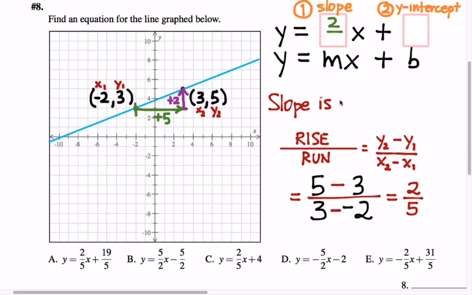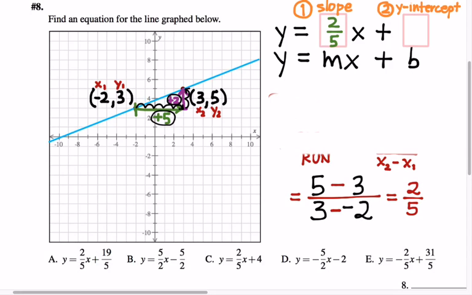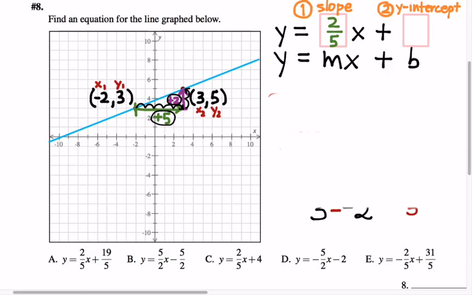You almost kind of luck out when you're given a graph. You really don't. So we know the slope is 2/5. Now we just have the job of finding the y-intercept. What does that entail? Now that we know the slope, how do we find the y-intercept?